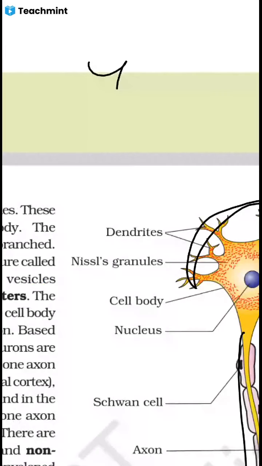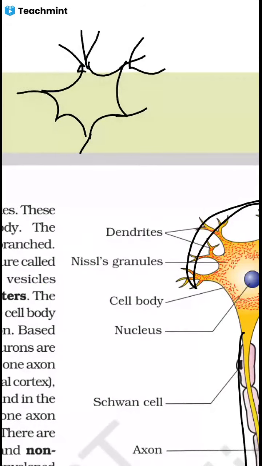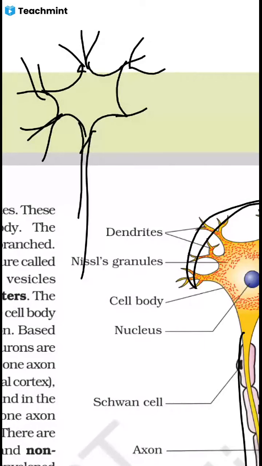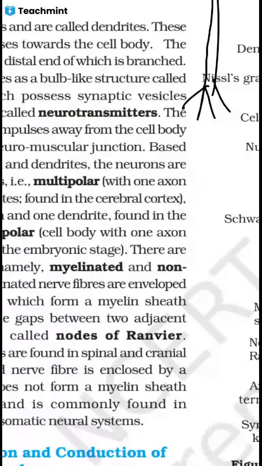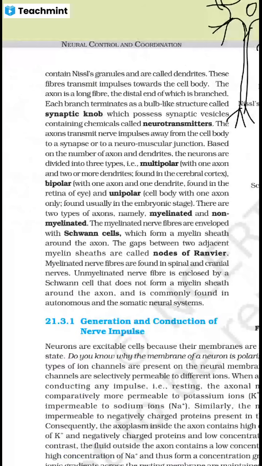It will be like this only. The dendrites, they are more than one projecting out, and it will be having just one axon, right? So this will be your multipolar. Okay. And this multipolar is found where? This multipolar is found in your cerebral cortex.